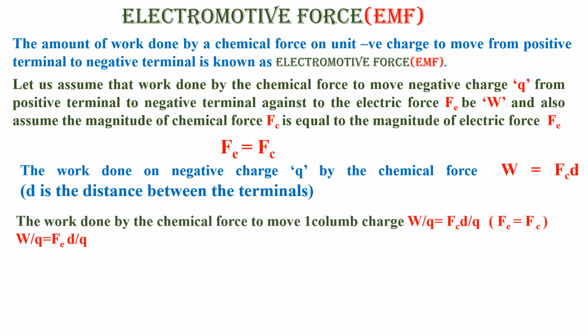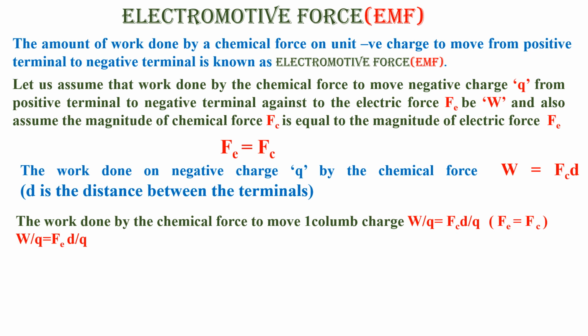Now the work done by the chemical force to move 1 coulomb of charge. What I told you earlier was on the complete charges, all charges. That is the work W, how to calculate W. But now if we want to calculate for one charge, then W divided by Q is equal to Fc d by Q. Means work by charge is equal to Fc, that is chemical force, times distance, by Q.